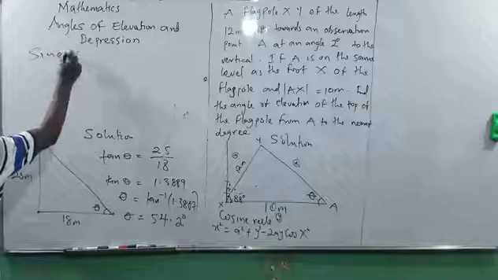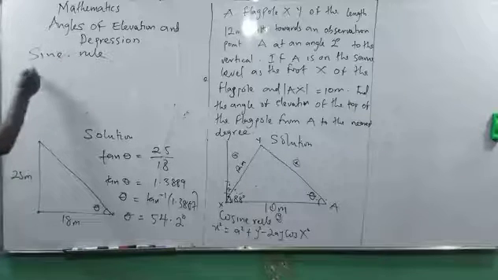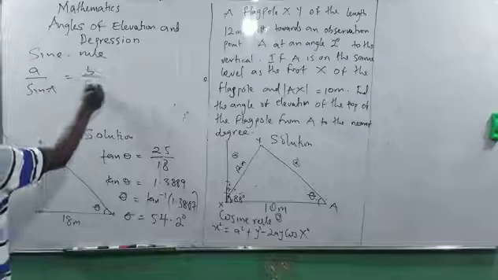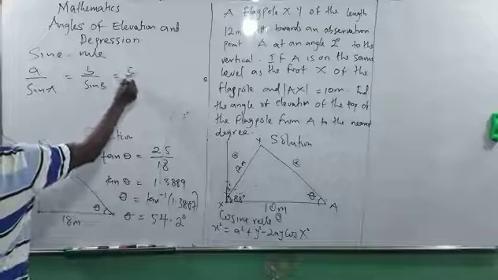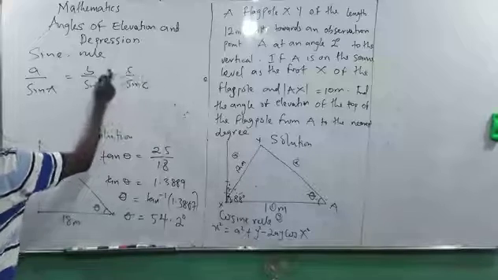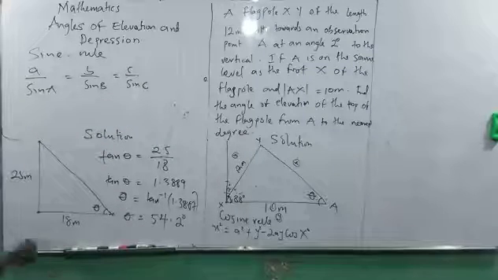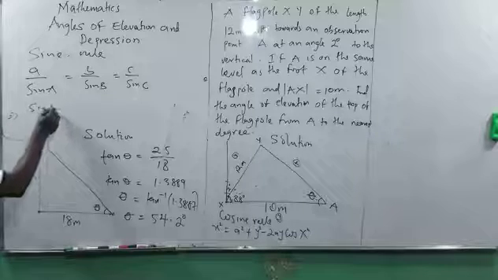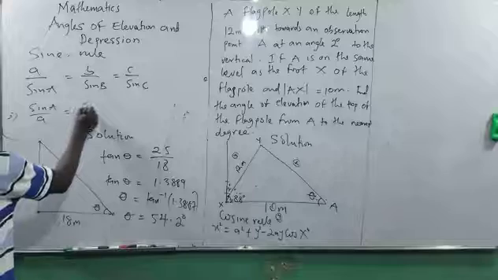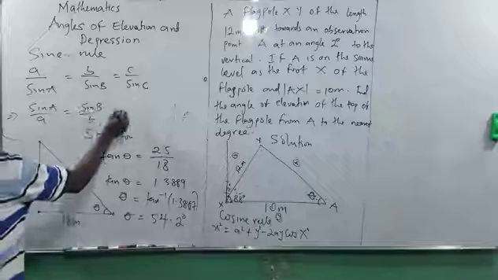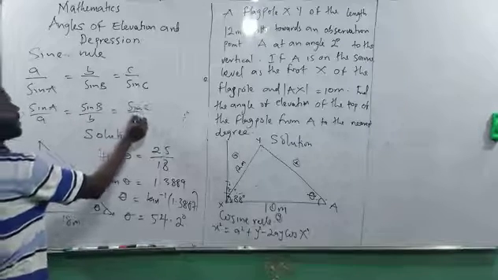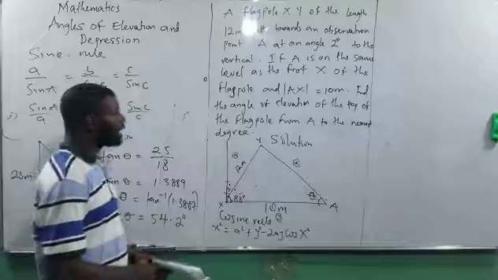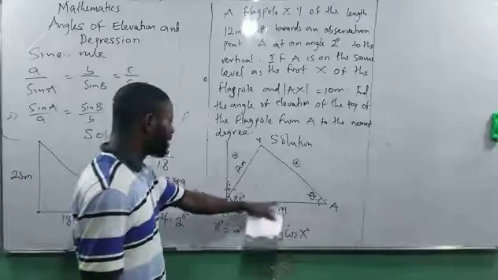Sine rule. Now, sine rule tells us that a over sine A equals b over sine B equals c over sine C. Now, that is sine rule. I can also turn it upside down, which is the inverse, which is also the same thing. Sine A over a equals sine B over b equals sine C over c. Now, anyhow you want to do it, you are free to go. Now, I will start with sine rule to get my what?